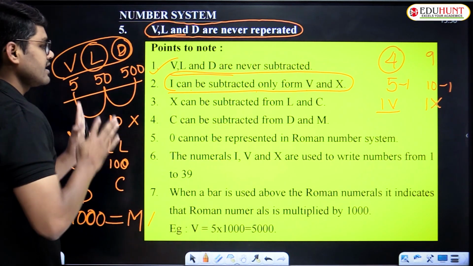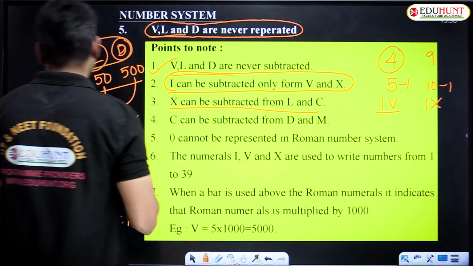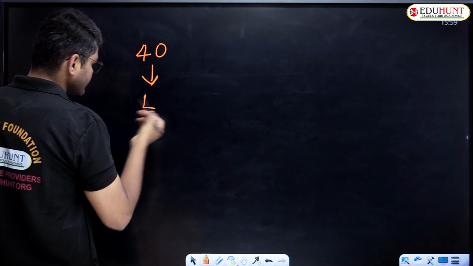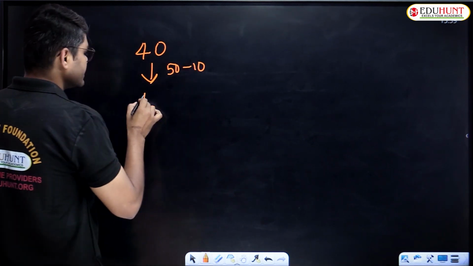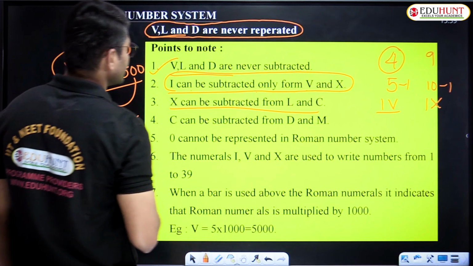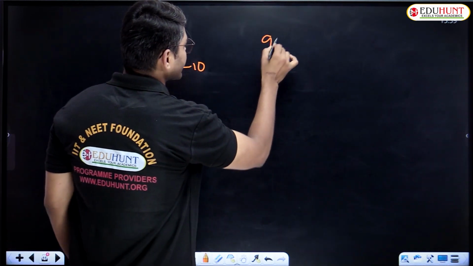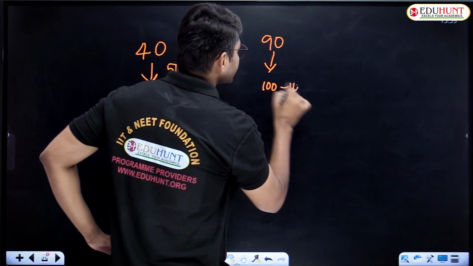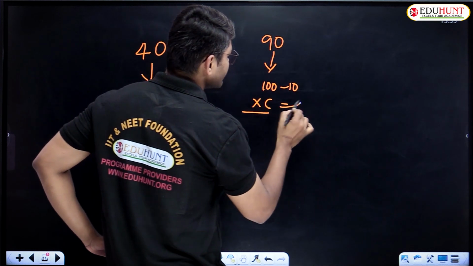X can be subtracted from L and C. L is nothing but 50. If I want to write 40, L is 50, so that is 50 minus 10. 50 is L, with X before it: XL. This is 40. And X can be subtracted from L and C. If I want to write 90, 90 can be written as 100 minus 10. 100 is nothing but C, and 10 means X, so XC is equal to 90.